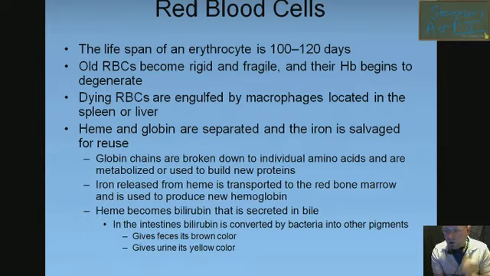Heme then becomes bilirubin and is secreted in the bile, and in the intestines, bilirubin is converted by bacteria into other pigments. It gives the feces its brown color, and then it gives urine its yellow color.